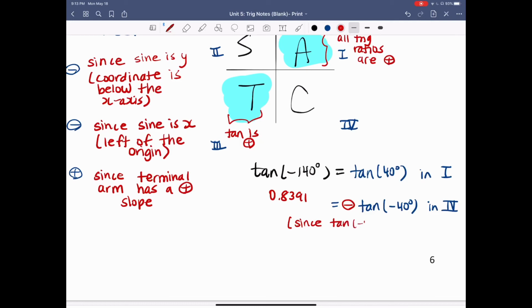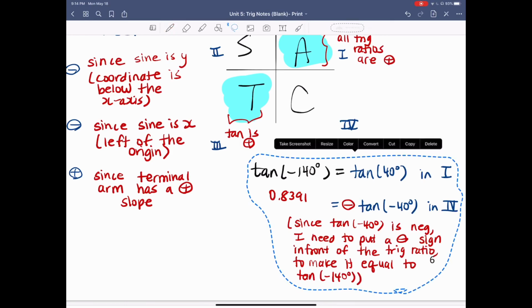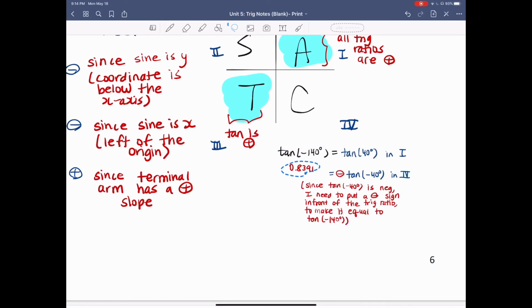Tan negative 40. Since tan negative 40 is negative, I need to put a negative sign in front of it, so that tan negative 140 is going to equal the negative version of tan negative 40 degrees. It would be good practice to use a calculator and check that these values are lining up okay. What you should be getting is that tan 40 is equal to 0.8391, and negative tan of negative 40 degrees is also going to equal 0.8391 because we forced that negative in front of it.